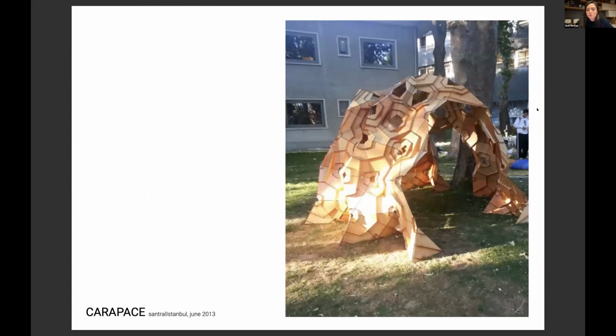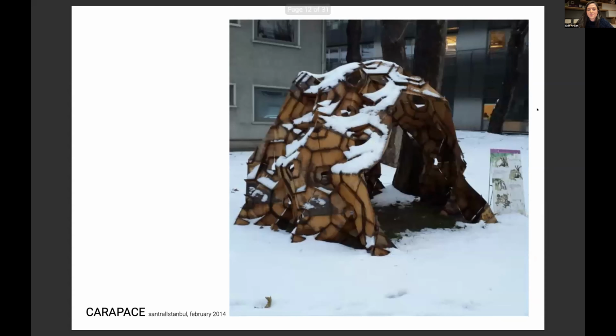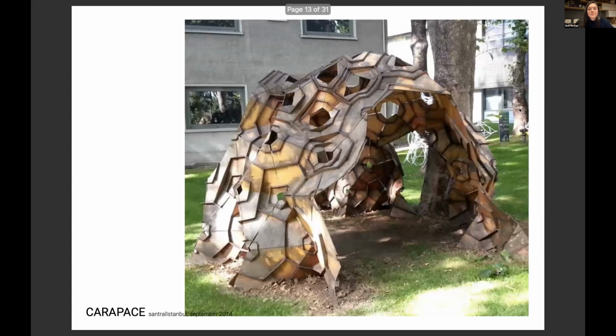I will show you some photos. This is from June 2013. This is from September 2013. This is February 2014 with snow on it. This is from September 2014.